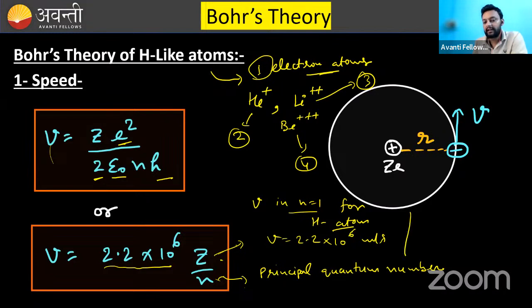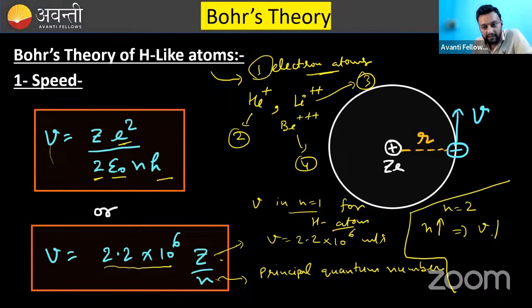Now, one important thing that I can draw your attention to, if I talk about second orbit, can you see that V is reciprocal to N? V is reciprocal to N. That means its speed will decrease. So what I am saying, if N increases, then speed decreases. This thing is very important to remember.